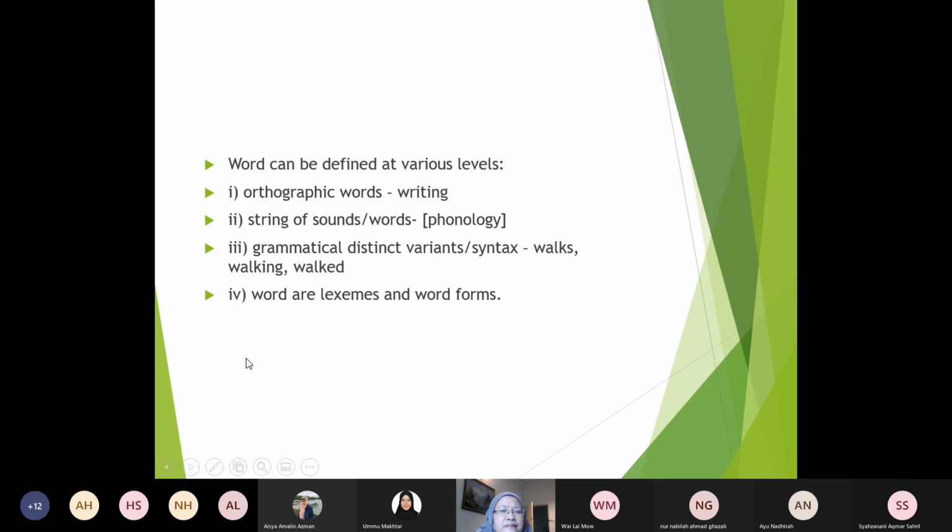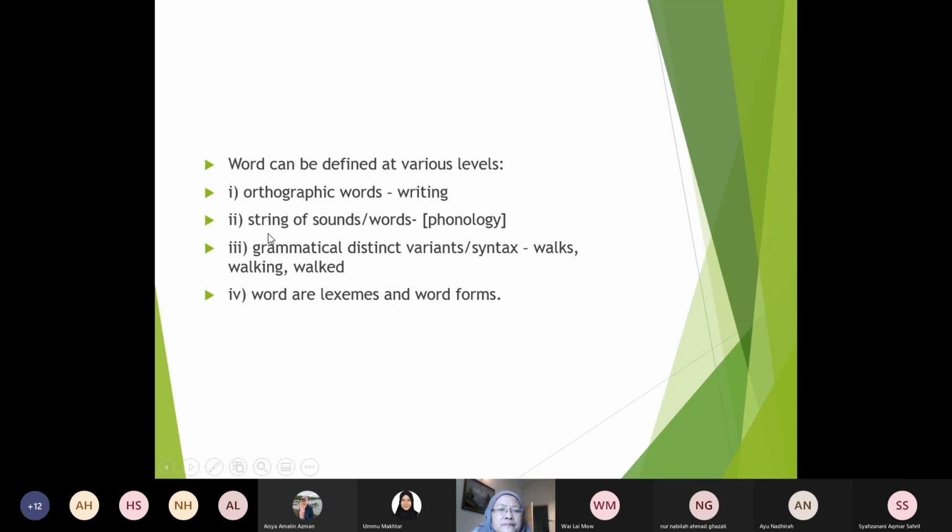Words can be defined at various levels. Orthographic words means you see the word in writing. It's a writing system. So we always say that words are a block, a combination of sounds that are separated by spaces. If you have "I want to eat", those words are separated by spaces as you write and as you read them.